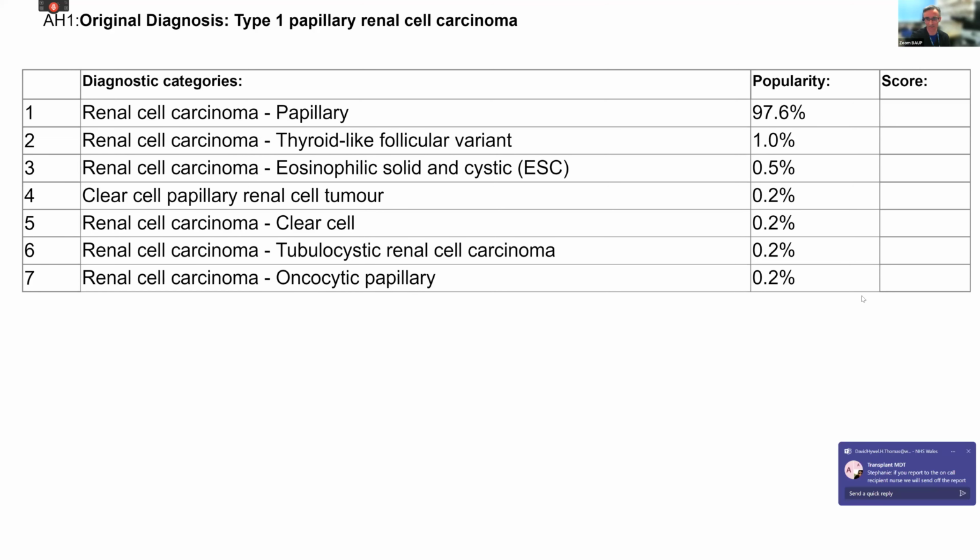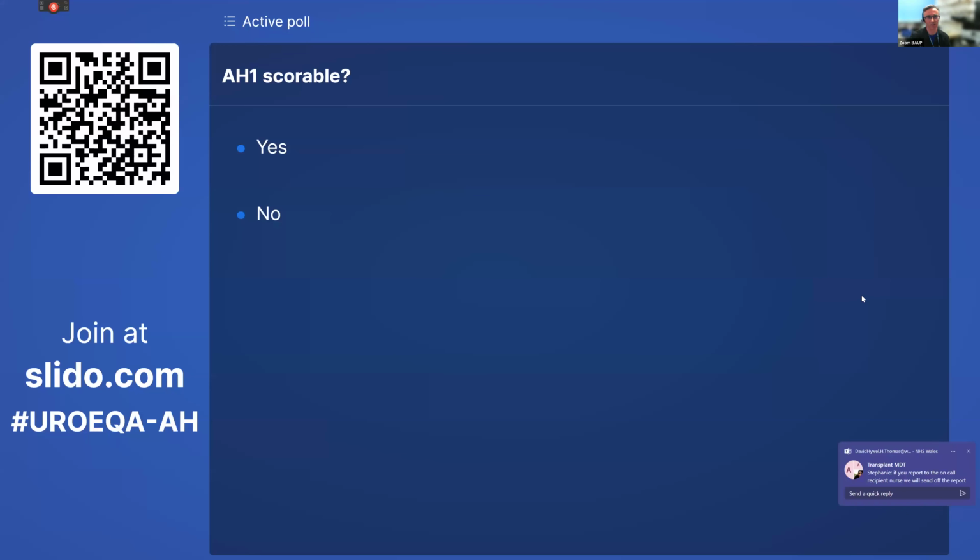So hopefully this is the first Slido slide, and it just says it's scoreable. First of all, that's all. And again, I think it is scoreable, so we should have a fair number of responses.